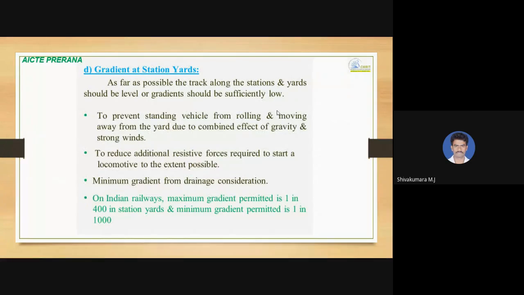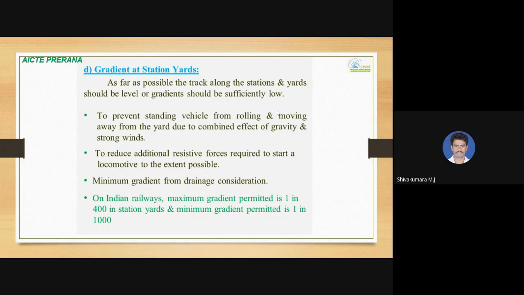And the fourth type of gradient is the gradient at station yards. As far as possible, the track along the stations and yards should be level, or the gradient should be as low as possible. The objective here is to prevent standing vehicles from rolling and moving away from the yard due to the combined effect of gravity as well as strong winds. There may be some chances. And then to reduce the additional resistive force required to start a locomotive to the extent possible.